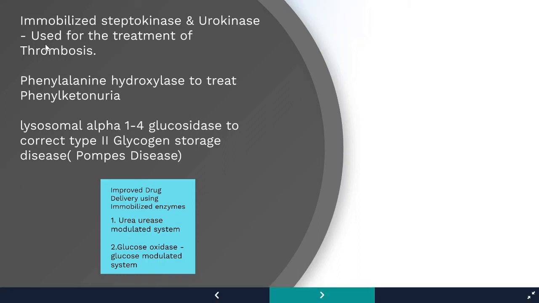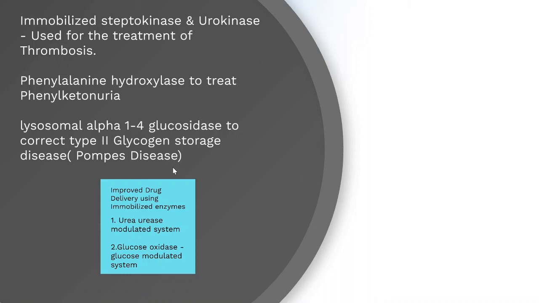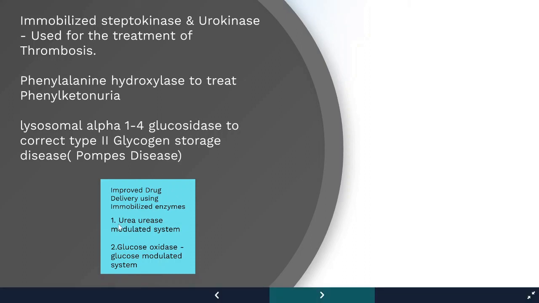The examples that I have given here are immobilized streptokinase and urokinase. They can be used for the treatment of thrombosis, and phenylalanine hydroxylase to treat phenylketonuria, and lysosomal alpha 1,4 glucosidase. They can be used to correct type 2 glycogen storage disease, which we call Pompe disease. And not only in treating diseases, we can also use immobilized enzymes for improving drug delivery. Okay, that is what is mentioned here. To improve the drug delivery, the immobilized enzymes can be used.